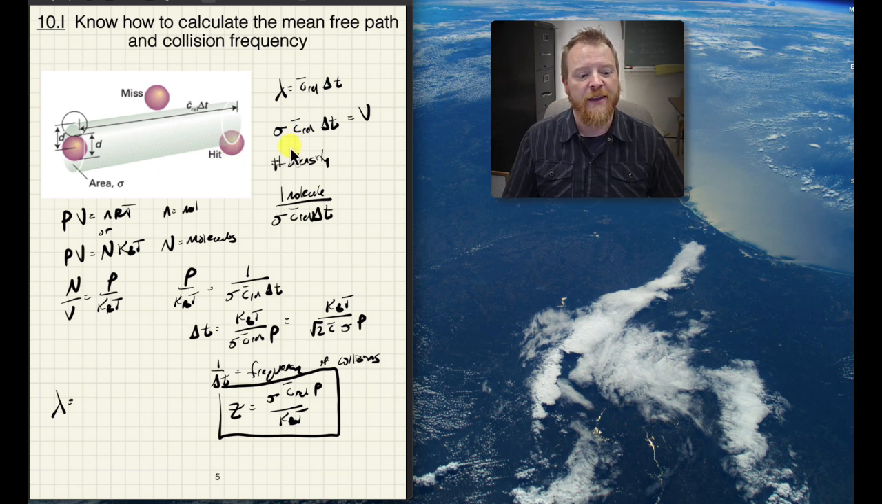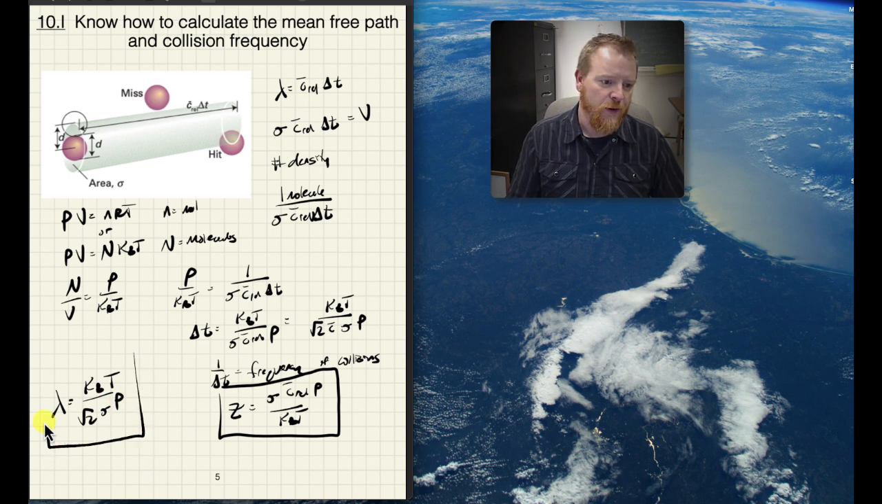So we did say that lambda was C bar relative times delta T, and we've got an equation for that now, right? So plug in the delta T equation right here. That ends up becoming k_B T all over root 2 times sigma times pressure, right?